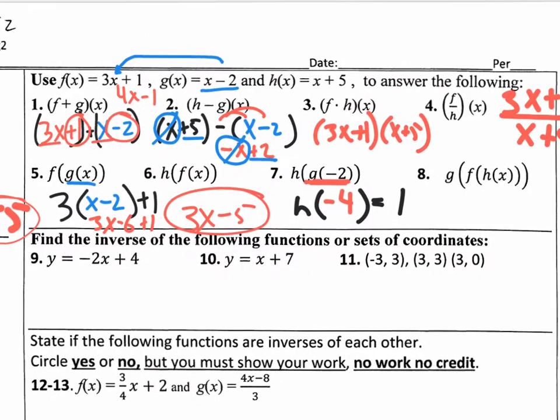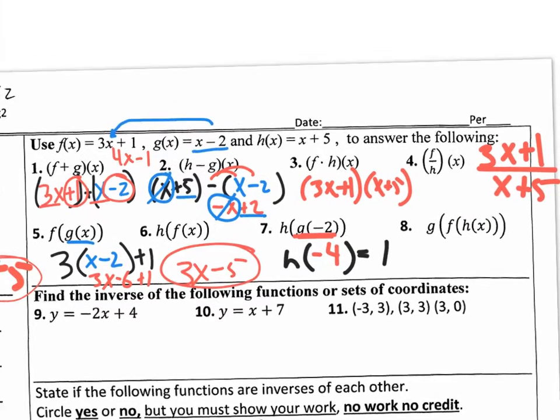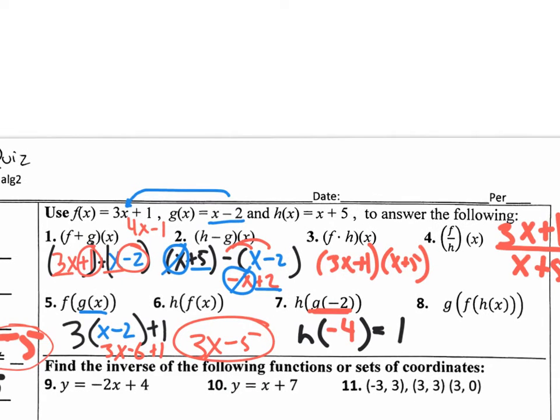Now number 8, that's a little bit more challenging. You have no number to plug in, but you have functions to plug into each other. So we're going to start from the inside out. H of x, plug it into your f of x. So you might want to do this on the side. F of x is 3 parentheses, which is 3x plus 1. That is my f of x function.